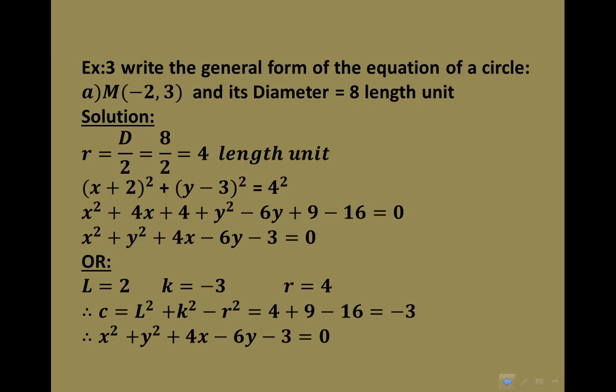Then the general equation, x squared plus y squared plus 2Lx plus 2ky plus c equals 0. Then x squared plus y squared, here L equals 2, then 2 multiplied by 2 equals positive 4x, then 2 multiplied by negative 3, negative 6y minus 3 equals 0.